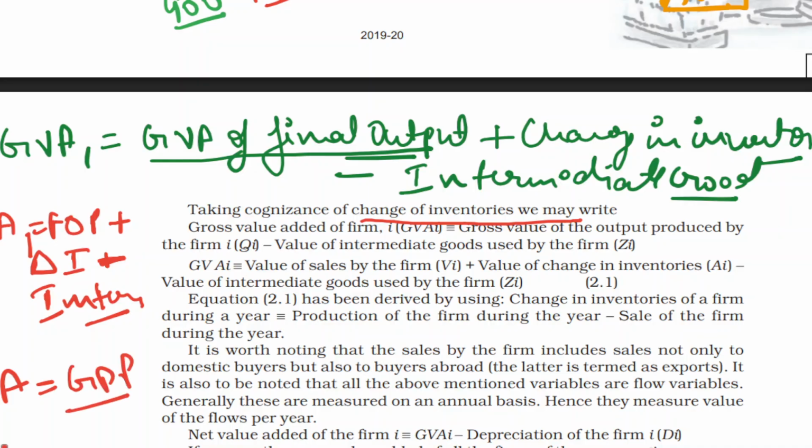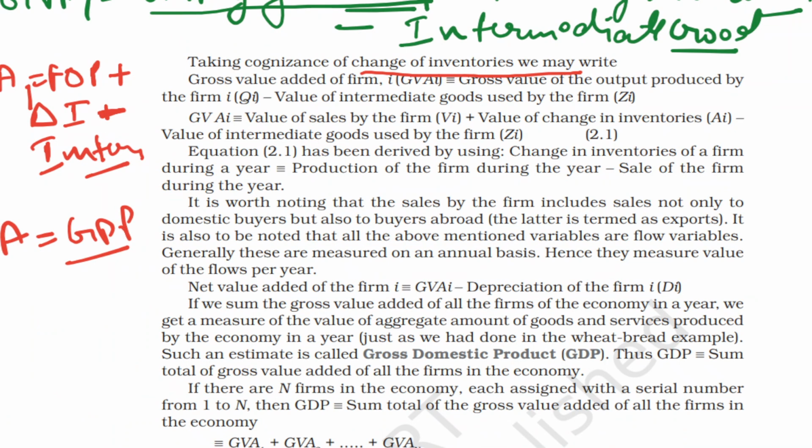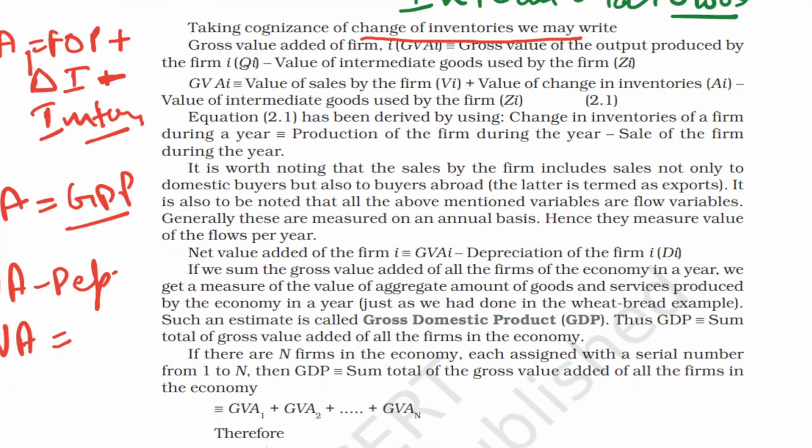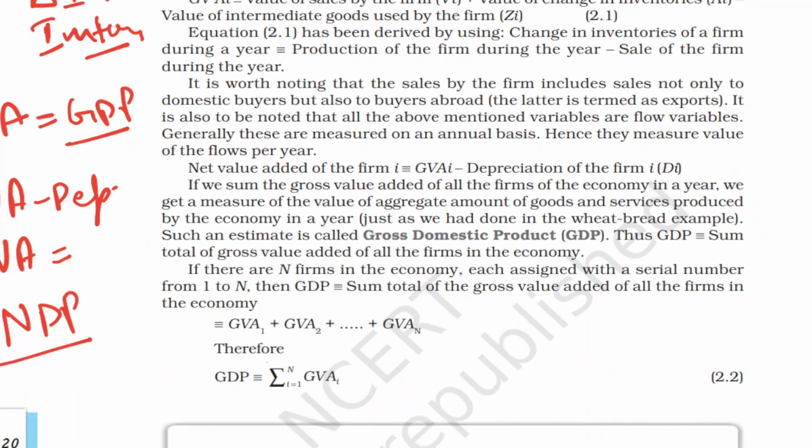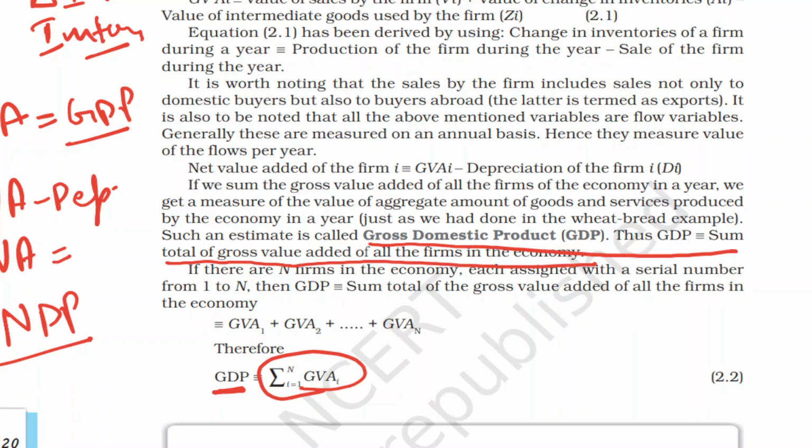If you need to find it for the net part, then from gross value added we just subtract the depreciation and we get the answer for NVA, that is the net value added. That will be equal to your NDP, that is net domestic product, right? So GVA for all the firms is equal to GDP, that is gross domestic product. Gross domestic product is the sum total of gross value added for all the firms in an economy, right? Now here the value added method ends.